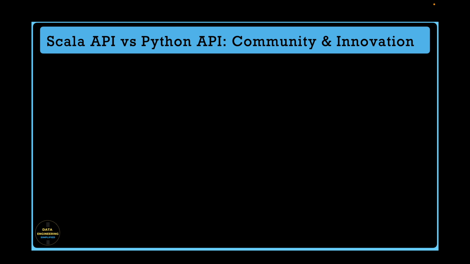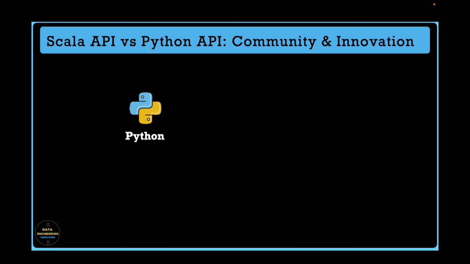Both Python and Scala have strong communities and have a history of innovation in the field of data engineering. The Apache Spark framework is built using Scala. However, when it comes to comparing the two in terms of community and innovation, specifically in the data engineering context, Python tends to have a slight advantage.